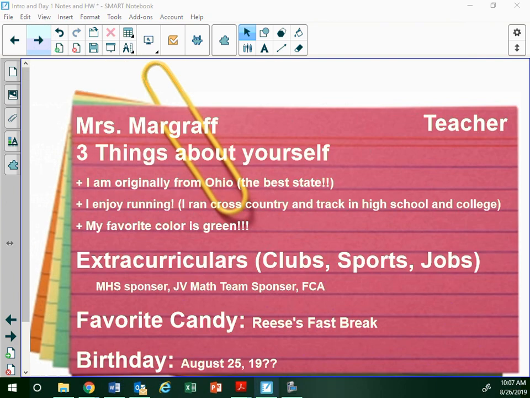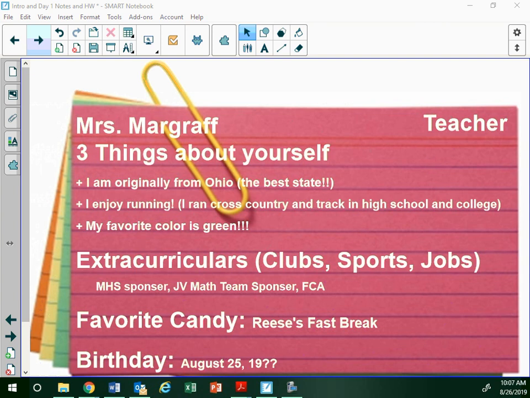Okay, so a little bit about myself. My name is Mrs. Margraf. I am a teacher here. Three things about myself. I'm originally from Ohio. In my opinion, it's the best state ever. Many people don't agree with me, but that's where my family is. I'm actually from a farmland area, more cows than what you have here, and a lot less traffic. But I moved down here, I think it was like seven years ago.